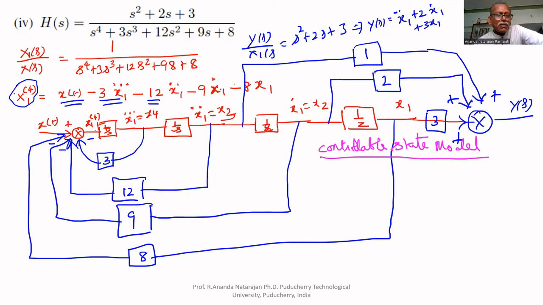To obtain that, this is x1. Therefore, here it is x1 dot. x1 dot equal to what? x2. This is x2. Therefore, before integration, it is x2 dot. This is x3, so before that it must be x3 dot. x3 dot equal to x4. Before x4, x4 dot will be there. That's all.